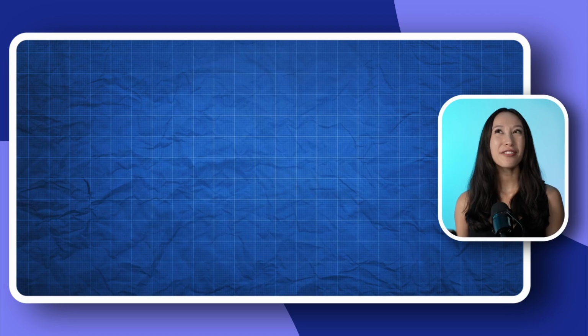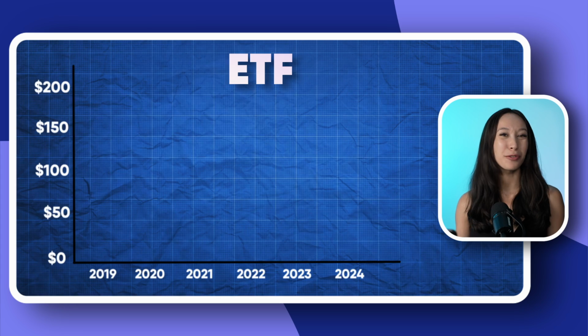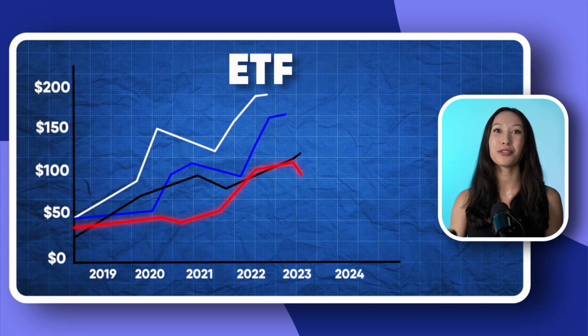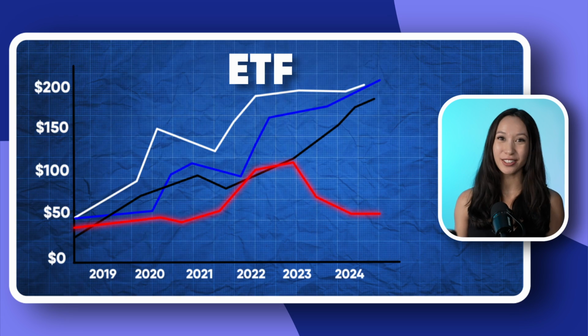ETFs are generally seen as less risky than investing in individual companies because even if one company in the ETF performs poorly, there are also heaps of other companies in that ETF that could have performed better that balances it all out. So now we know what an ETF is, let's have a look at the different ETFs available.